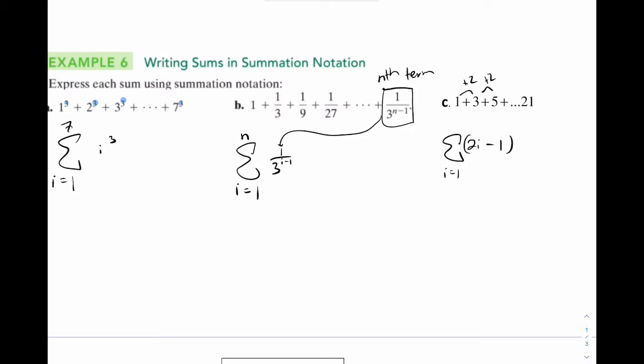Now let's see if that works. If I plug in 1, I get 1. If I plug in 2, I get 3. Okay, so it looks like it's checking out. The only issue is this. Where does it end? So I'm going to do a quick check. 21 is equal to 2i minus 1. So 2i is equal to 22. So i must be 11. So there's our answer.